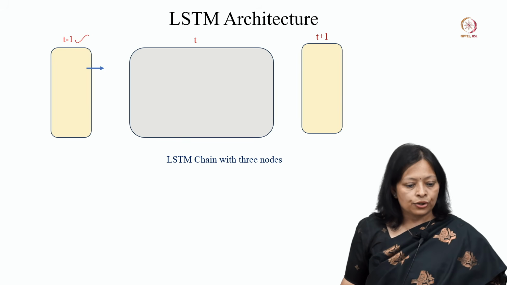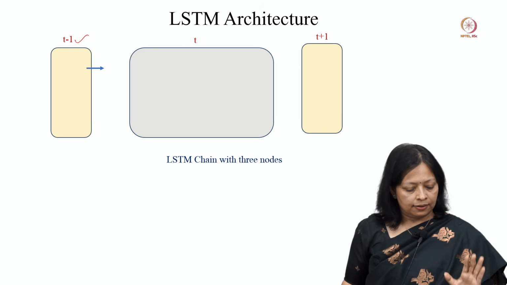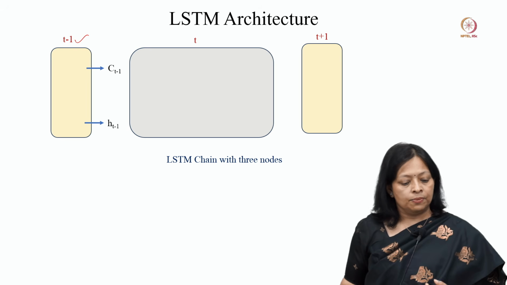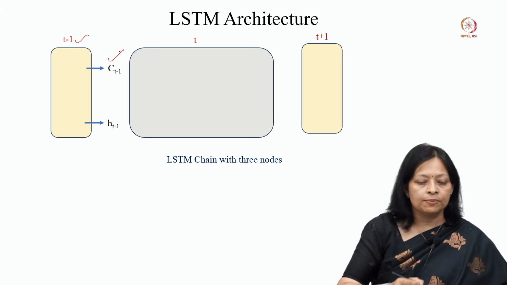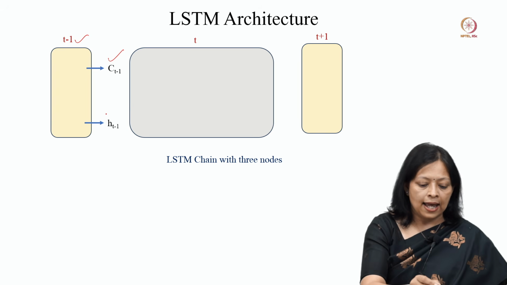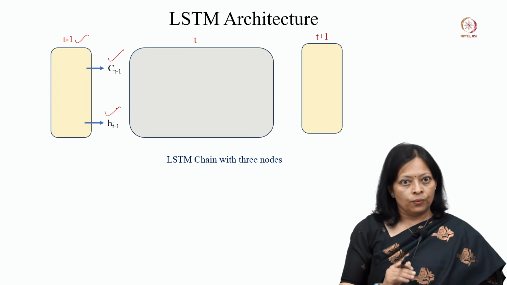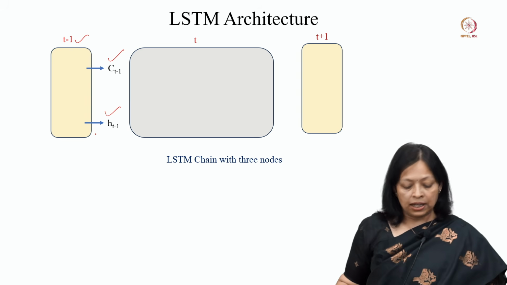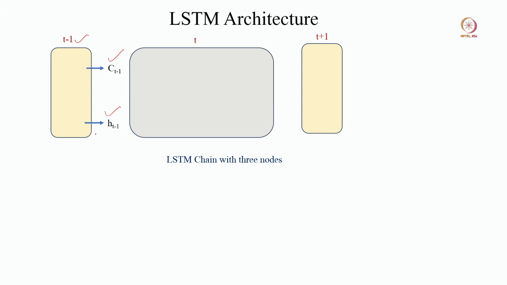sequentially. From the T minus 1th instance, we get 2 things: Ct minus 1 and Ht minus 1. This is the cell state at the T minus 1th instance, and this is the hidden state at the T minus 1th instance. So, these two come out from my T minus 1th instance, and what happens?